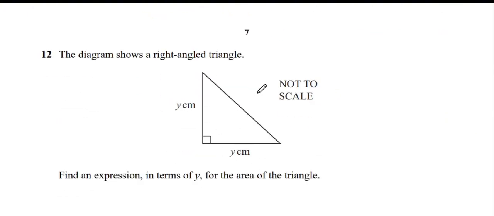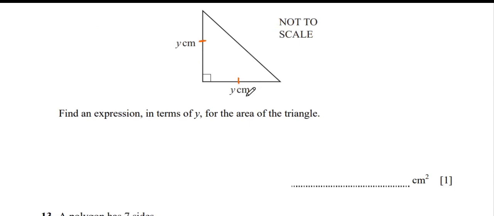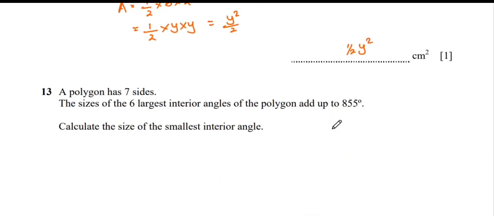So this is a right angle triangle. And from what I can see immediately, we have y cm here, y cm here, a right angle triangle, and also an isosceles triangle, because this part here and here are equal. Let us see what we are asked to do. They say find an expression in terms of y for the area of the triangle. Area of a triangle is 1 over 2 times base times height. That will give us 1 over 2 times y times y, which is y squared over 2. So in terms of y, we have 1 over 2 y squared, or you can just write y squared over 2, whichever one you decide to write.